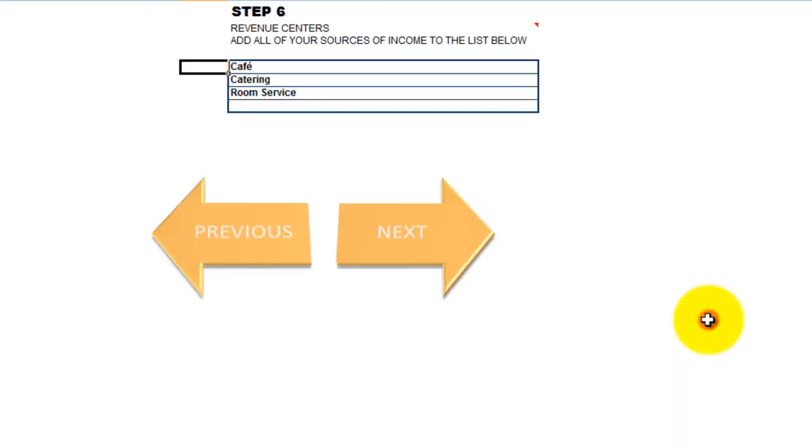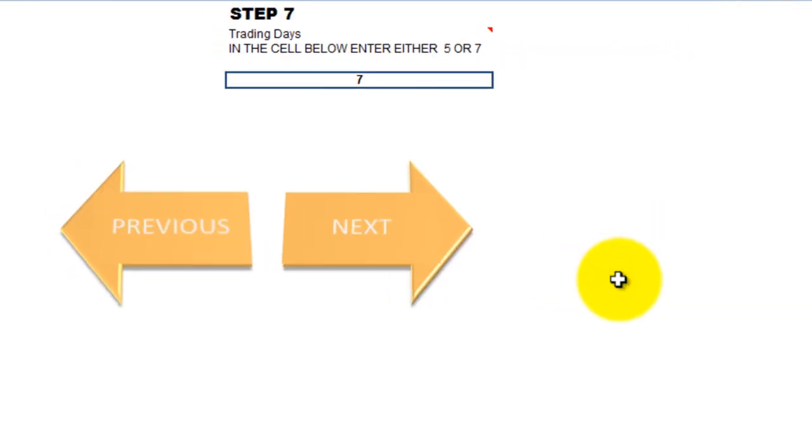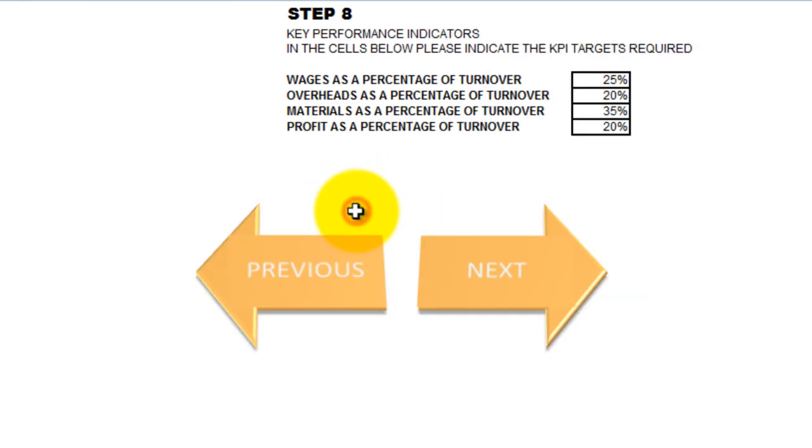If we click next to move on, we enter in our revenue centres, and in this instance we have a cafe as one revenue centre, the catering at that cafe as another, and room service as another. You may also have a function centre or something similar that you'd like to enter in there. If we move on, we enter in the amount of days we trade. In this instance we're trading 7 days per week.